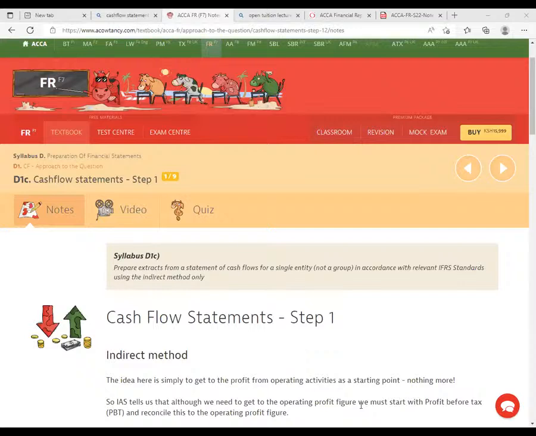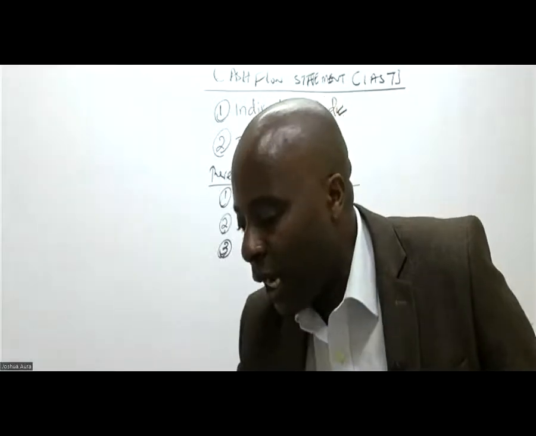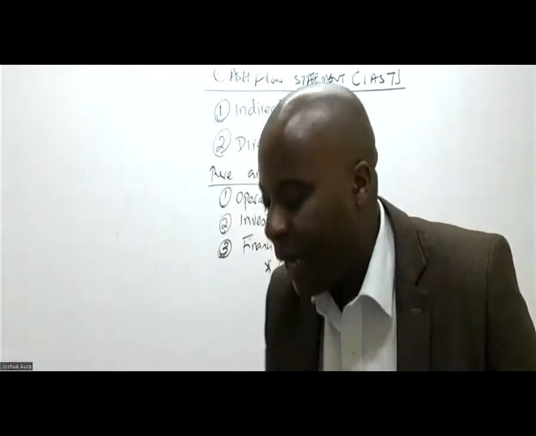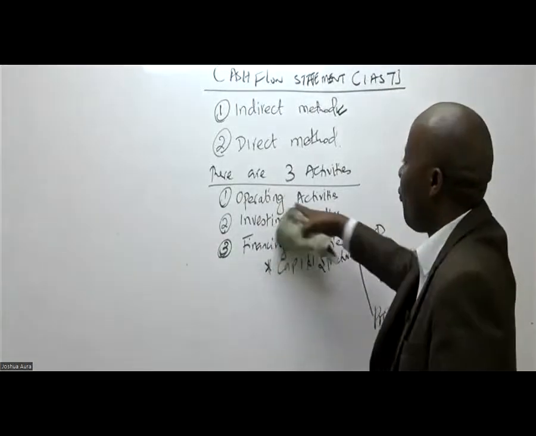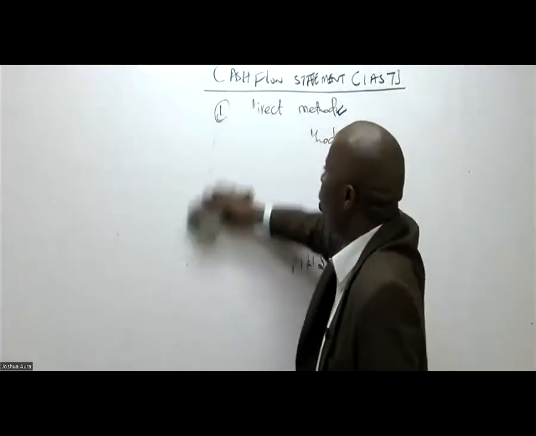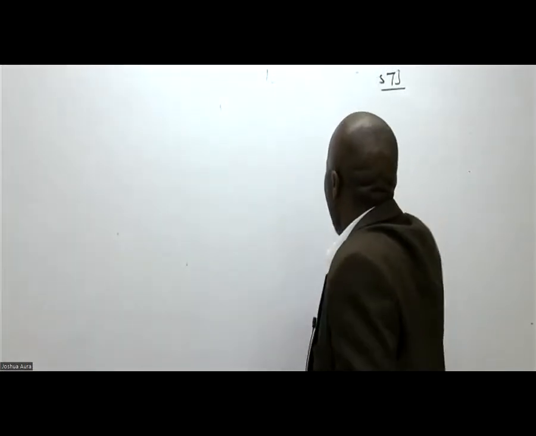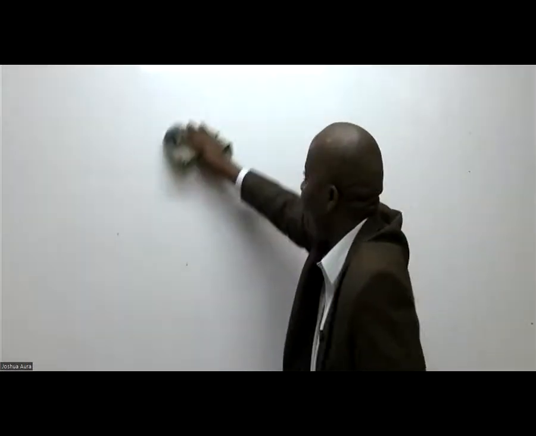So we are being given a recommendation here by IAS 7 that we should always start with profit before tax if you're using the indirect method, and reconcile this to the operating profit figure. Now at this juncture, I would want somebody to try telling us what they understand by this particular terminology, operating profit. What is operating profit? Can somebody tell me?